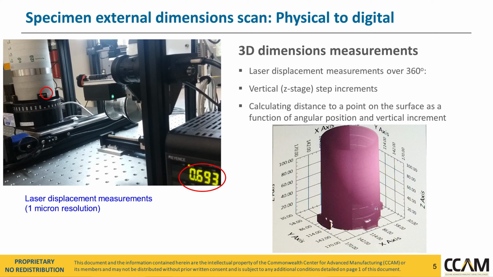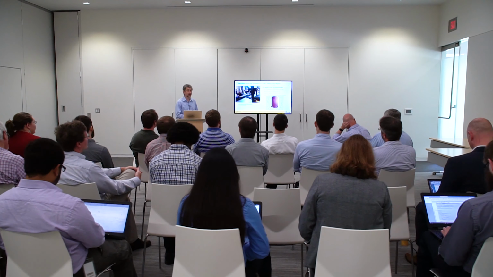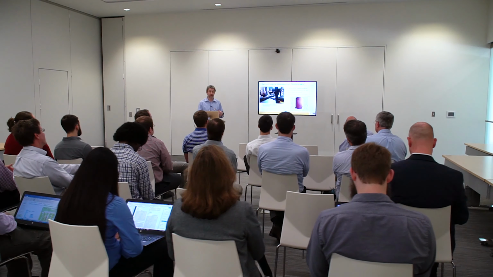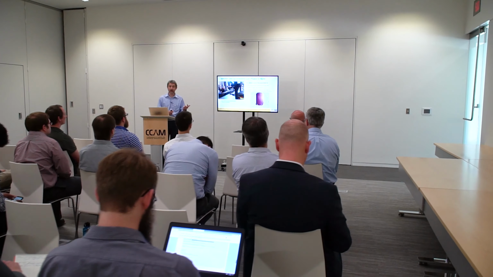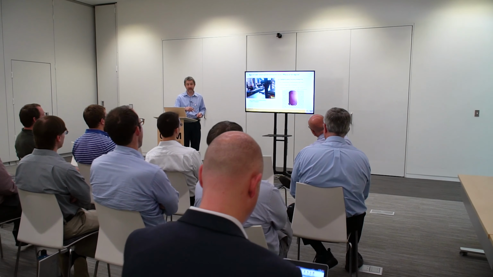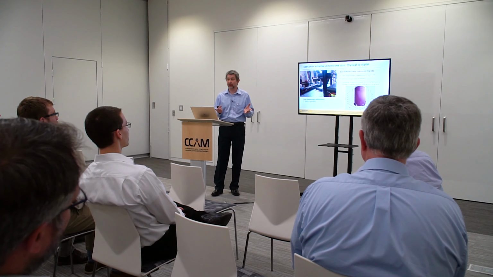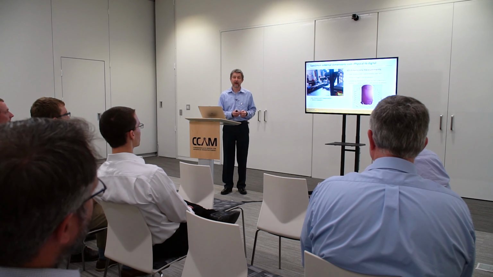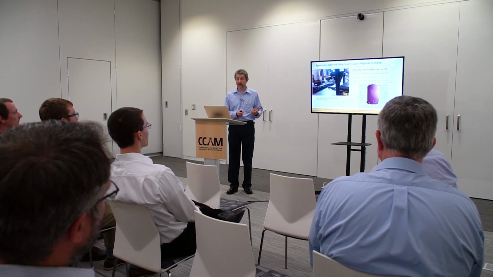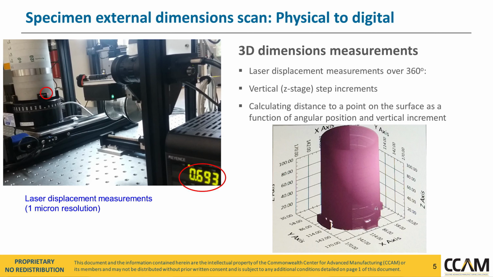The first example of what can be done on this system is a two-dimensional full part scan. In this case, we used the laser displacement sensor, which was about 15 centimeters off the surface. We rotated the part and did vertical increments for the laser displacement sensor. So we were able to get full 360 measurement coverage of the surface, and then render a 3D image as shown on the bottom right.